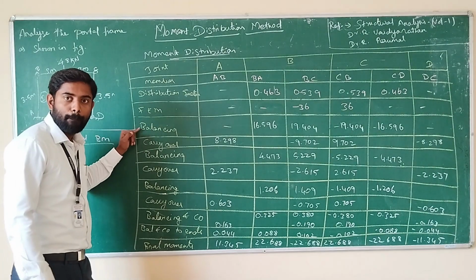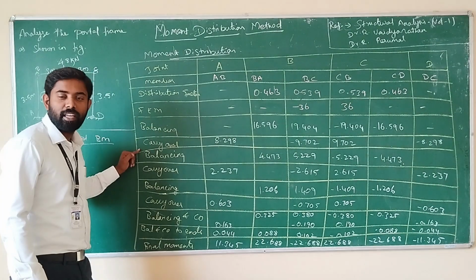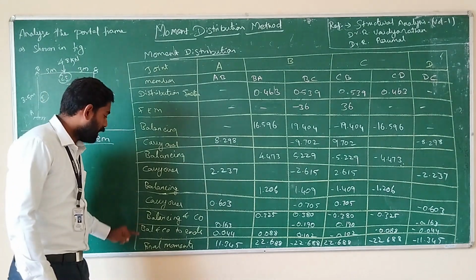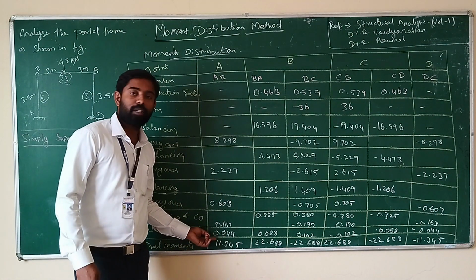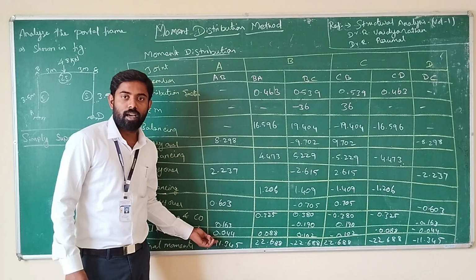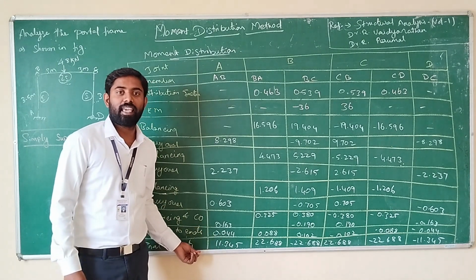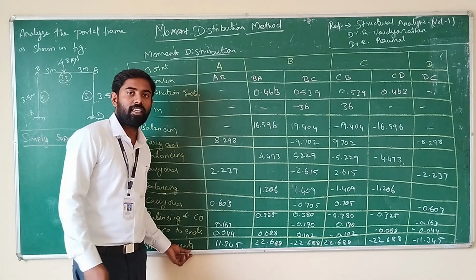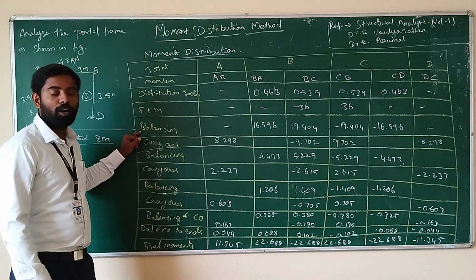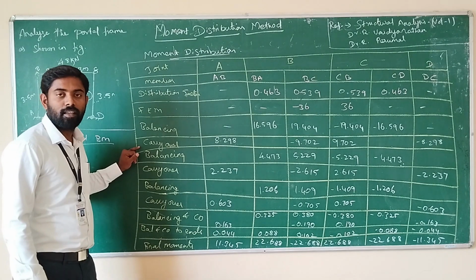And the next steps, balancing and carryover. It will be repeated up to the end, until your value becomes 0.0 something. Up to that we need to move with this. And the final step will be a carryover, not a balancing, it will be a carryover. And how we are going to balance and carry over the factors.